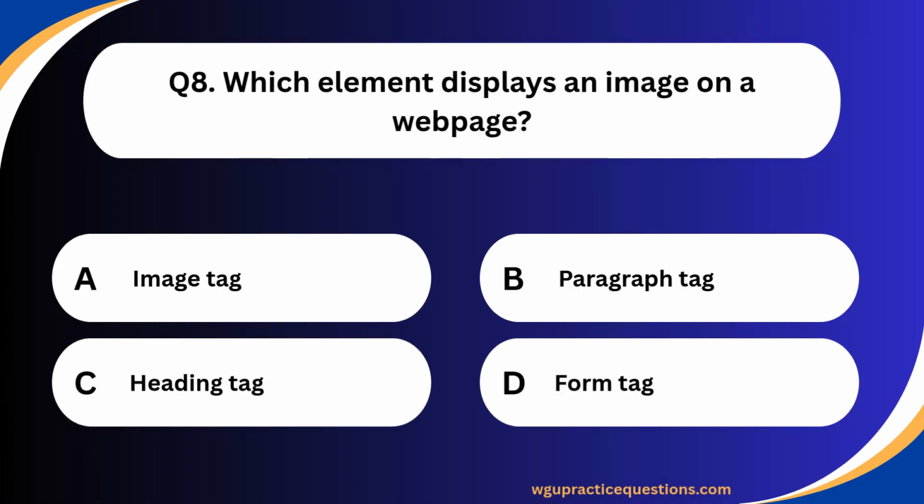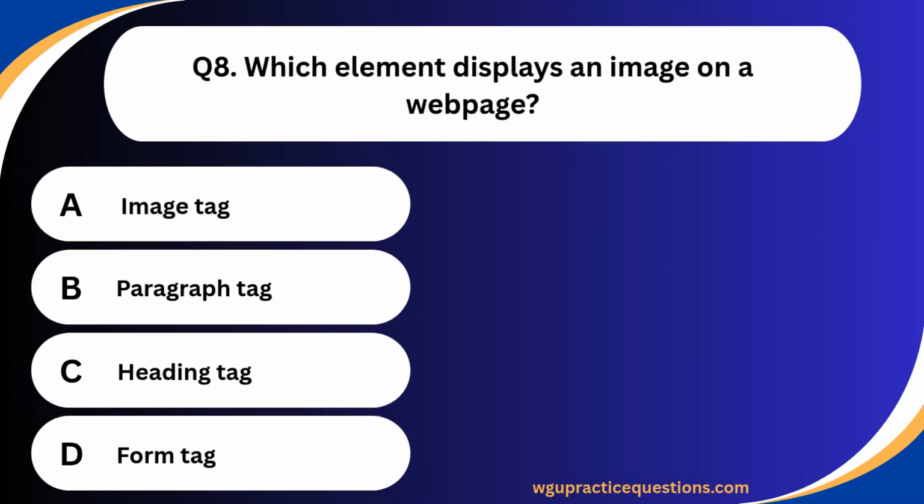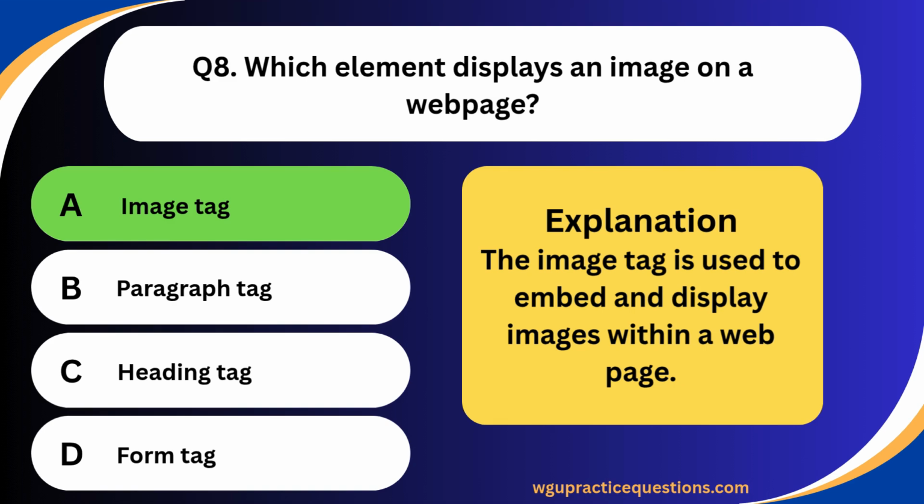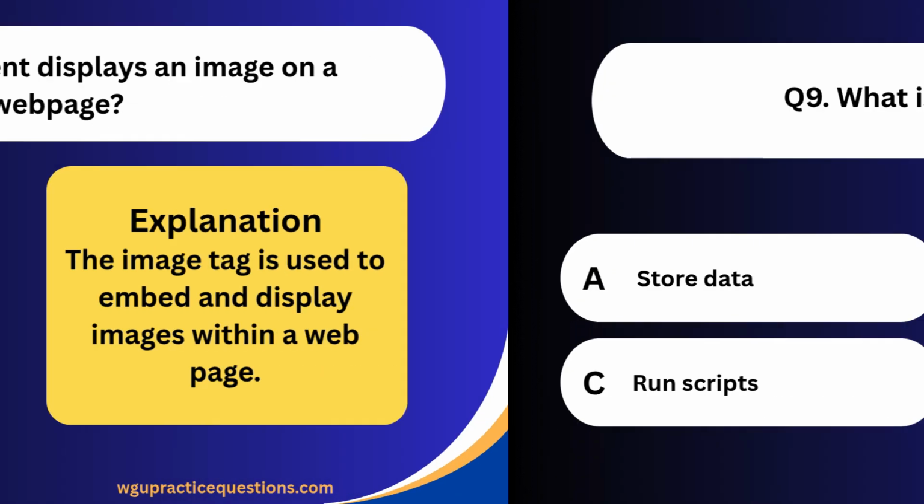Question 8. Which element displays an image on a web page? A. Image tag. B. Paragraph tag. C. Heading tag. D. Form tag. Which one is the correct answer? The correct answer is A. Image tag. Explanation. The image tag is used to embed and display images within a web page.